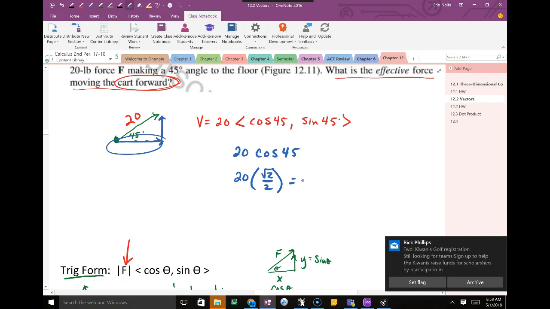So if I have 20 divided by 2, this would be 10 square roots of 2, right?